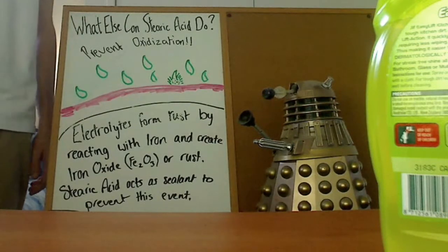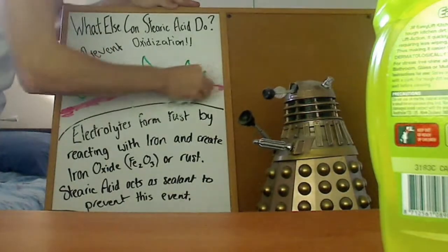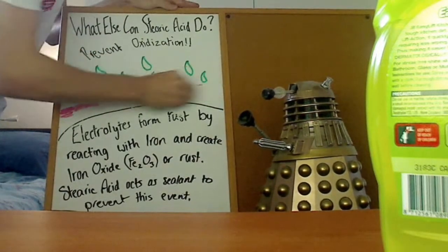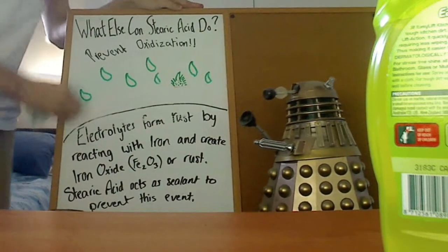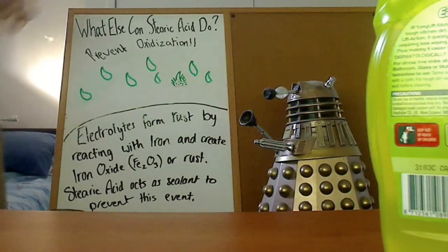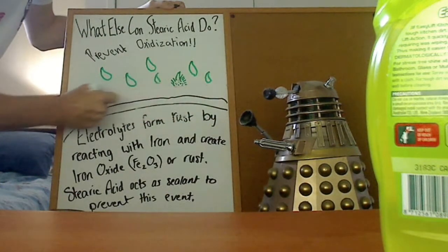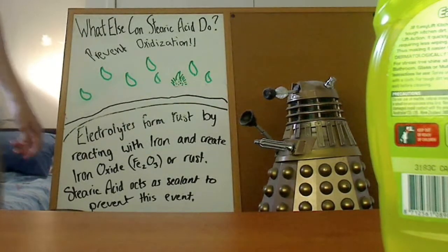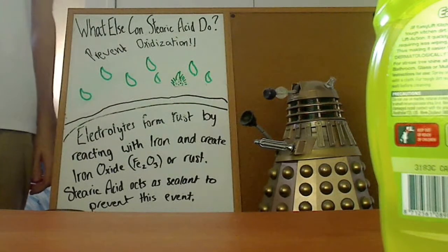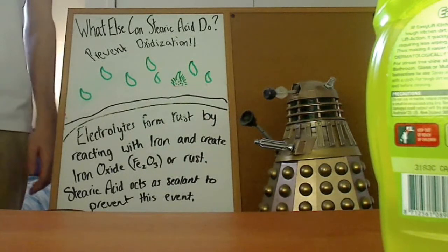Stearic acid, however, coats the iron and doesn't allow the oxygen to react with the iron. And if the iron does not react with the electrolyted oxygen, then the rust never occurs. And so, stearic acid prevents the iron from rusting.